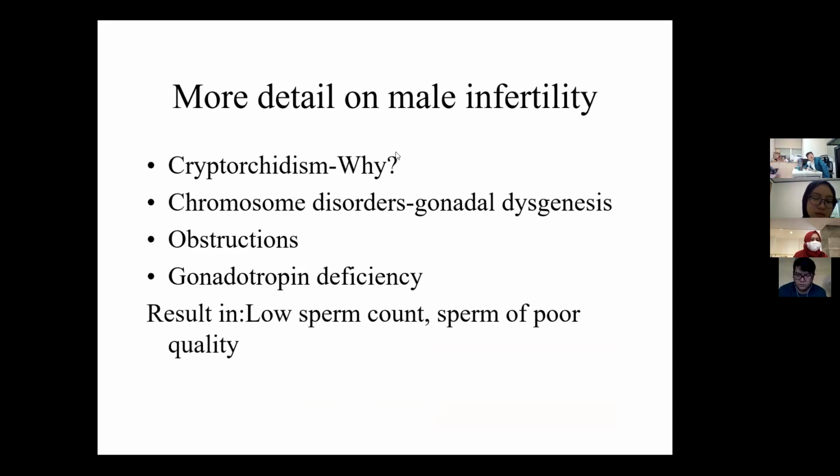And in the male, like cryptorchidism, the testes are hidden somewhere. Some have a chromosome disorder. Some have vas deferens problems, an obstruction of the transportation of the sperm. Some have hormone deficiency, gonadotropin deficiency. So the final result is low sperm count, and poor sperm quality, and the migration and motility are low.